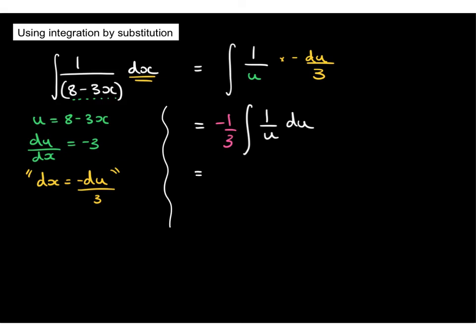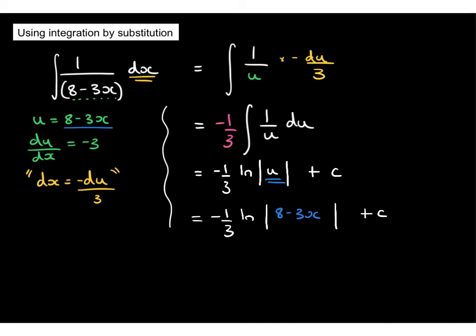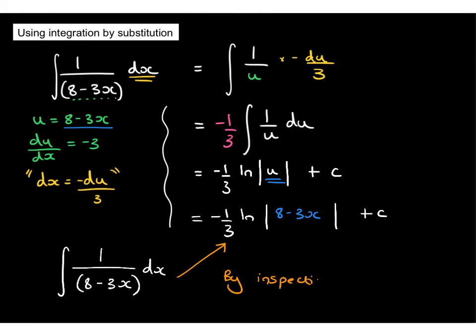So this then gives me minus a third ln mod u plus our constant of integration, and of course final step, let's replace u with 8 minus 3x, so negative a third ln mod 8 minus 3x plus the constant of integration. So again, always think back to the original question, the integral of 1 over 8 minus 3x, look at the result, and think about how this could have been done by inspection.